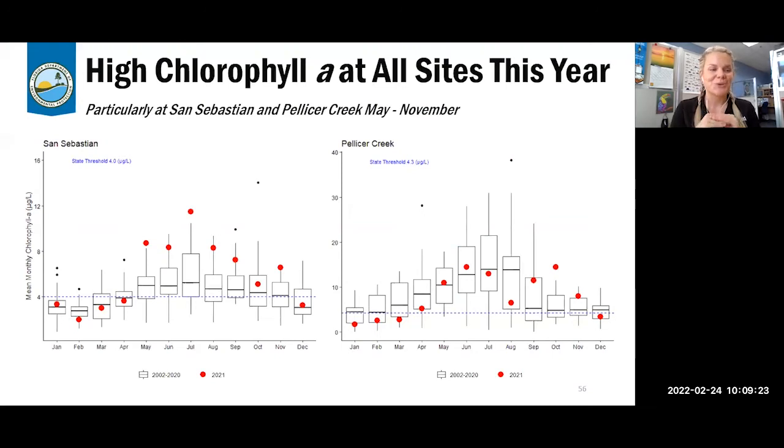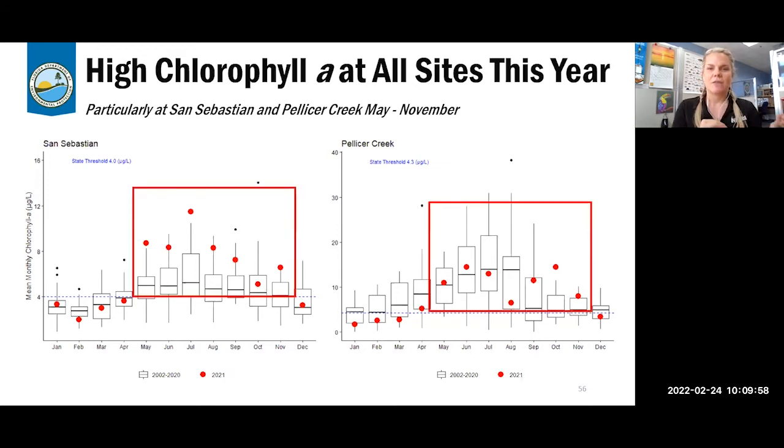All right, so when it comes to chlorophyll, the punchline is we saw high chlorophyll at all sites this year, especially in the summer months. These 2 box plots are a little different than the ones I've showed you previously. Once again, we have months along the x-axis. However, the boxes actually now contain all of the data through 2020. And I've overlaid last year's 2021 data with a red dot. And I've also included the state threshold for chlorophyll as a dashed horizontal line. Though they're different at both sites, they're both around about 4 micrograms per liter.